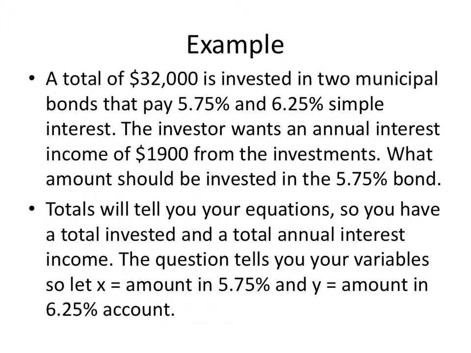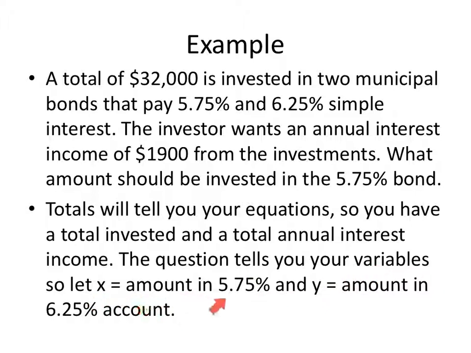Last example. A total of $32,000 is invested in 2 municipal bonds that pay 5.75% and 6.25% simple interest. The investor wants an annual interest income of $1,900 from the investments. What amount should be invested in the 5.75% bond? Well, the totals will tell you your equations. You have a total invested and a total annual interest. The question, what amount should be invested, tells you your variables.